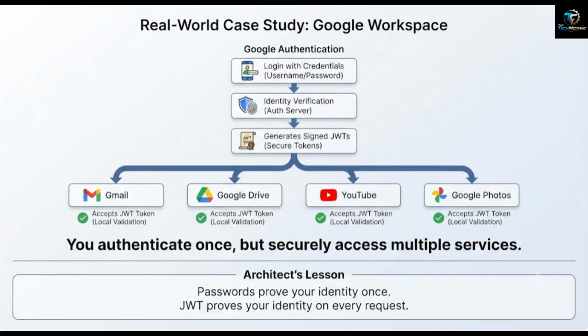Let's look at a real-world case study, Google Workspace. When you first log into Google, the system authenticates you. It verifies your identity. But instead of holding on to your password, Google generates a secure, digital pass, a JWT. Think of this token like a digital wristband at an amusement park.